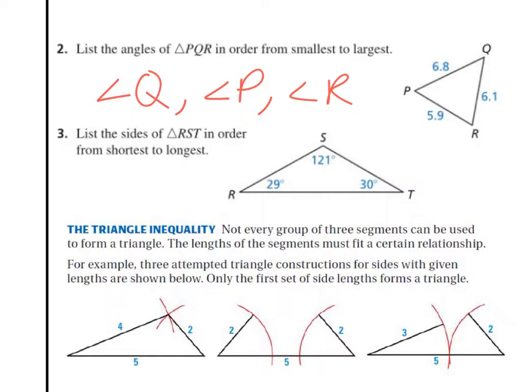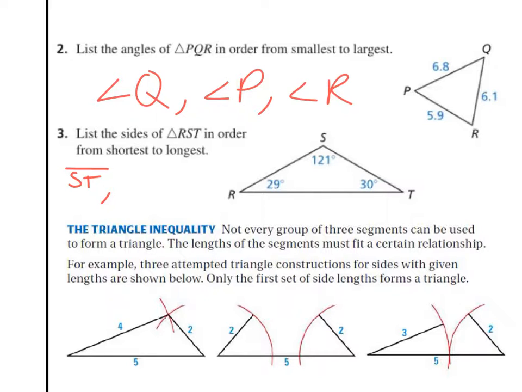Aiden, what's the shortest side? RS. We want the side that's across from the shortest angle, not next to it. Think about the door opening. Which? ST. ST. So across from the shortest angle, or the smallest angle, is ST.